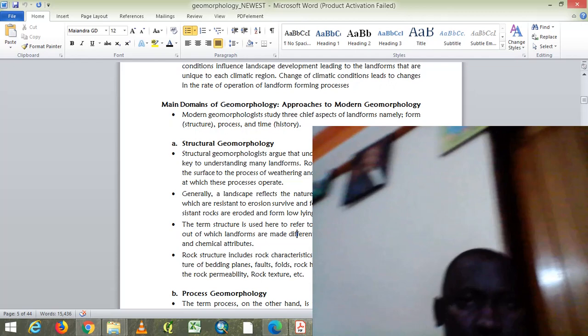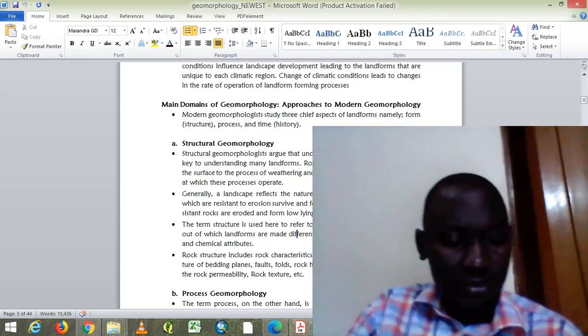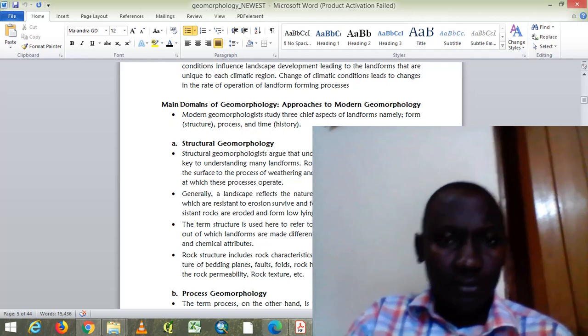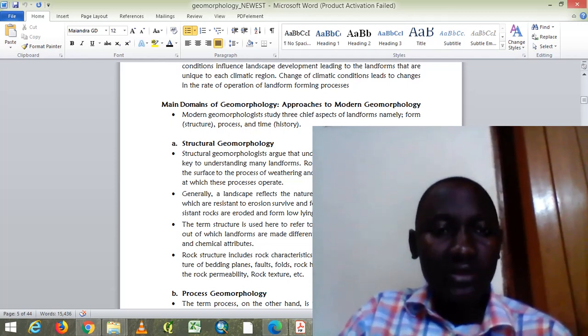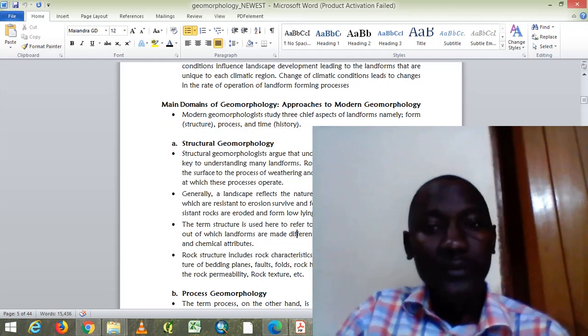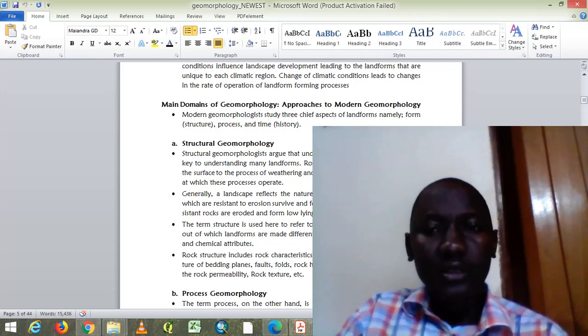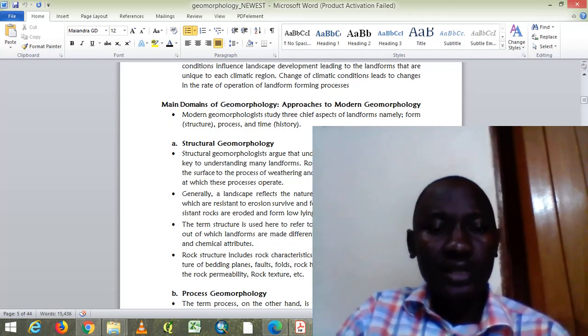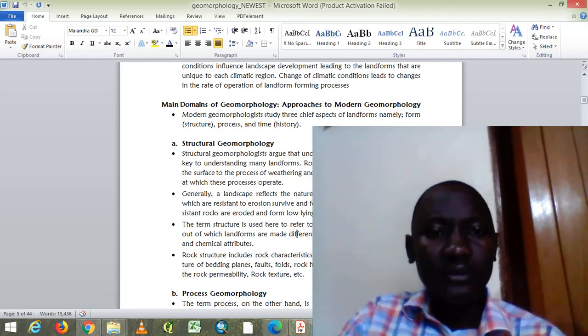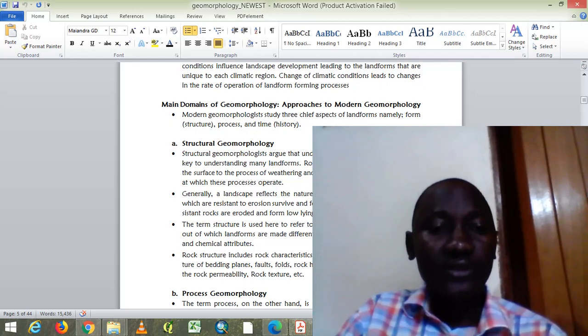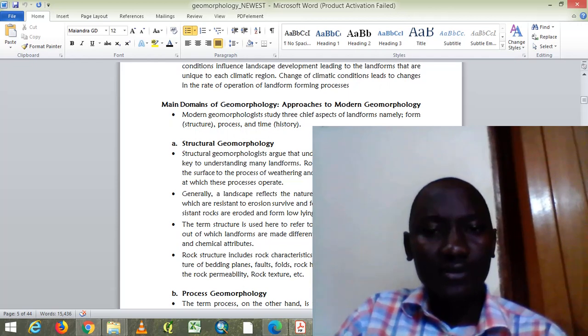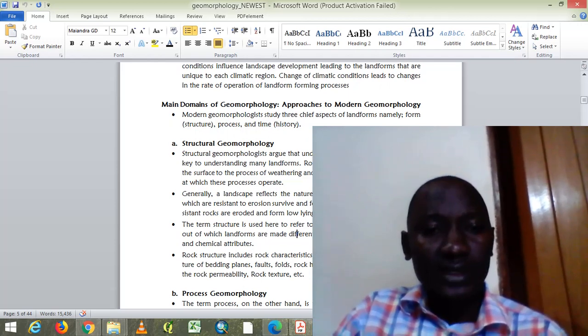Approaches to modern geomorphology. Modern geomorphology studies basically what we call three aspects of landforms, i.e. we have form or structure, we have process, and then we have time, or what we refer to as history. And therefore, out of these three aspects of landforms, we derive the three main domains of geomorphology, i.e.